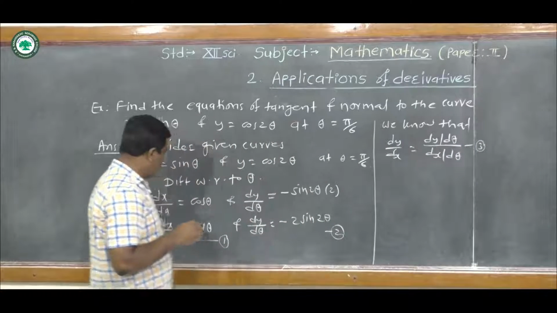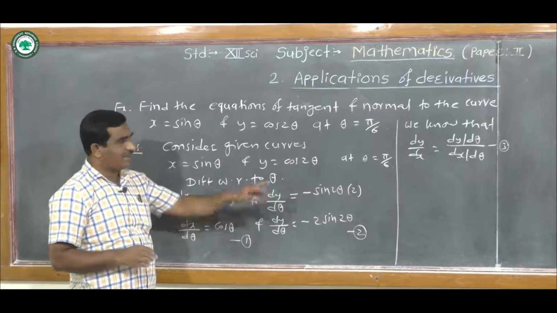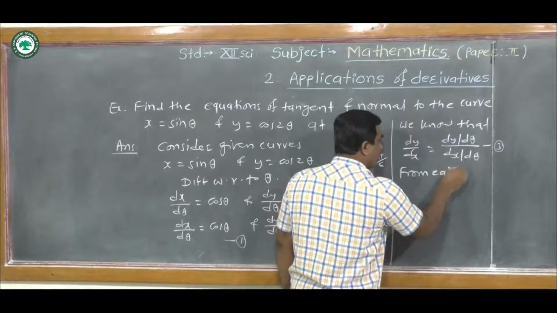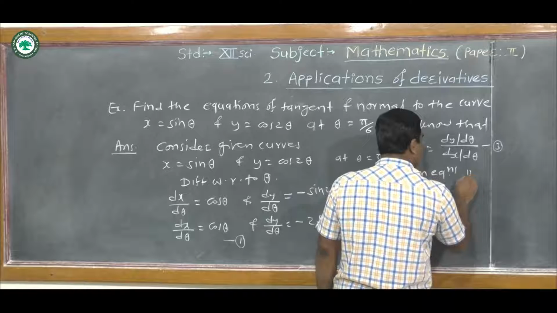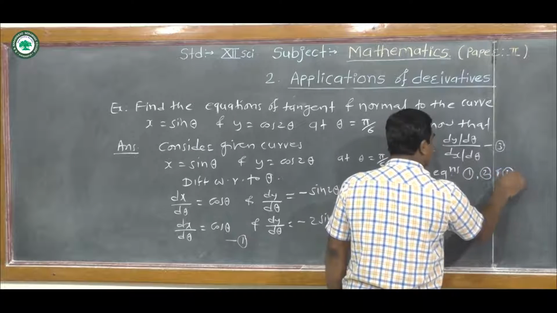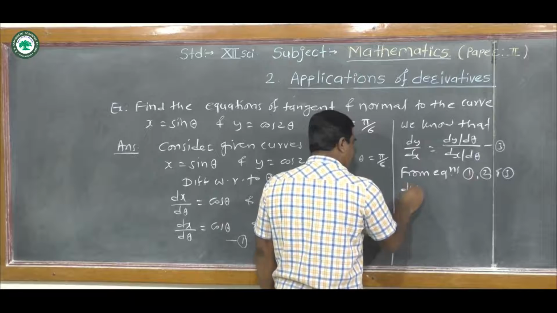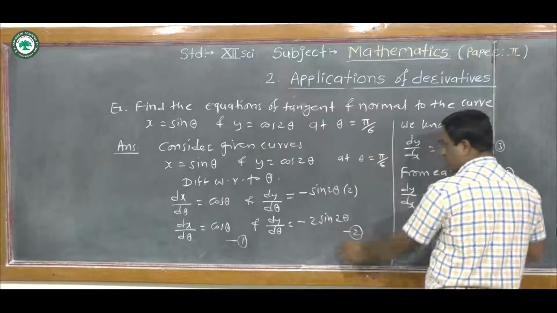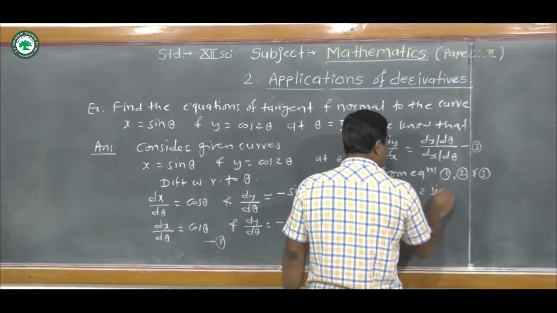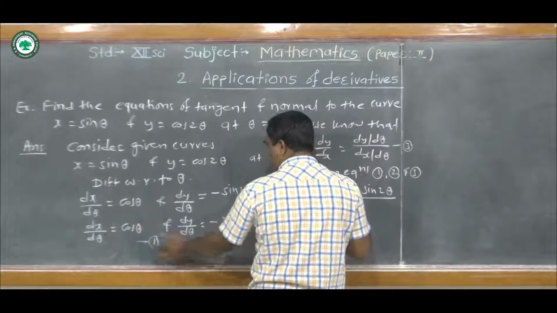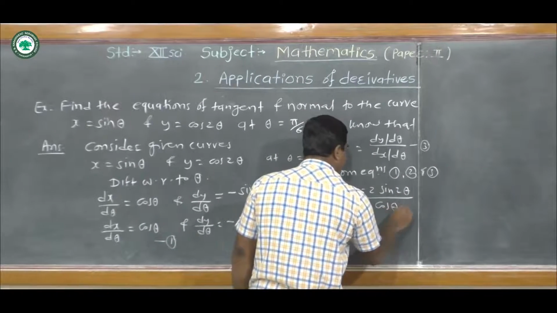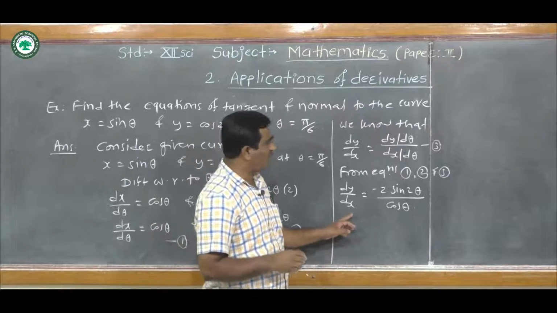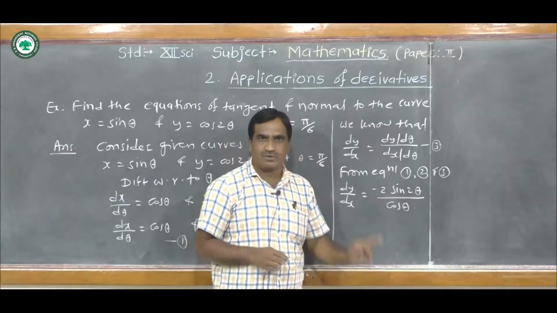Now put the values of dx by d theta and dy by d theta in equation third. Therefore we can write here, from equations first, second and third, dy by dx equal to dy by d theta, meaning minus 2 sin 2 theta, upon dx by d theta, which is cos theta. But we have to find dy by dx at the point theta equal to pi by 6.